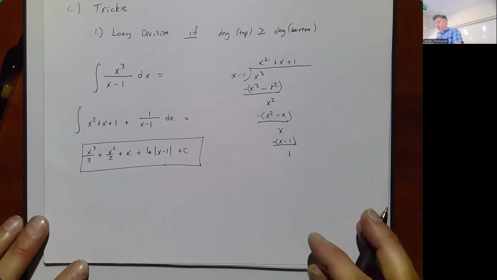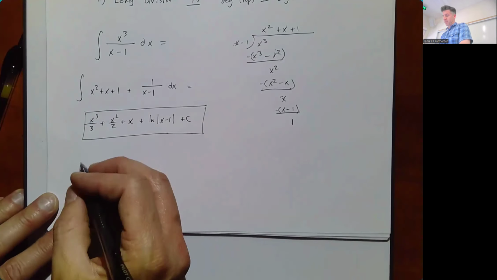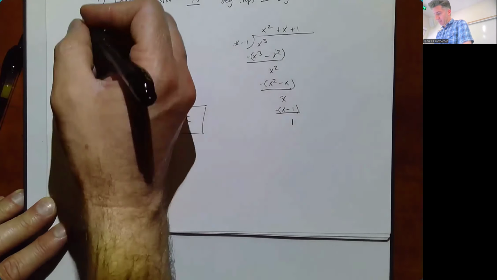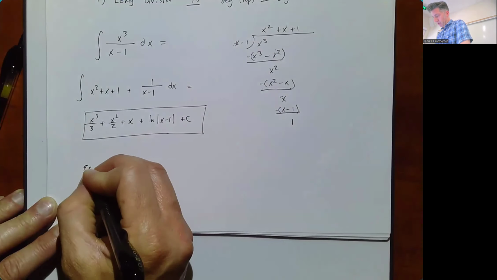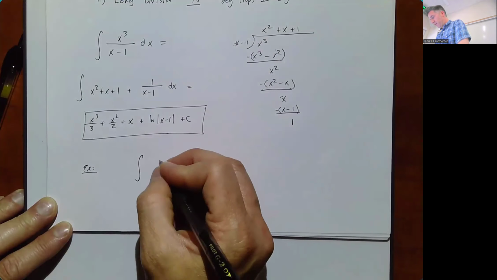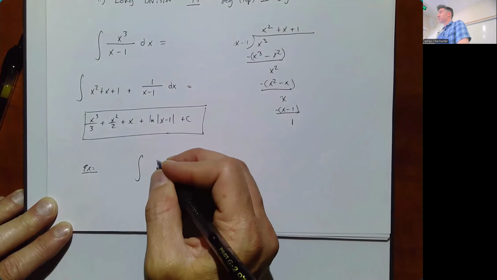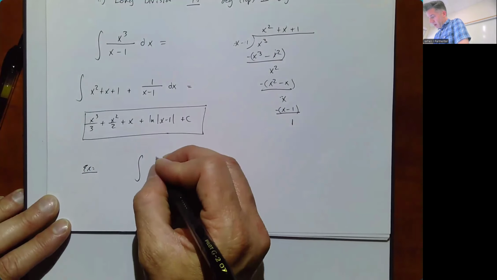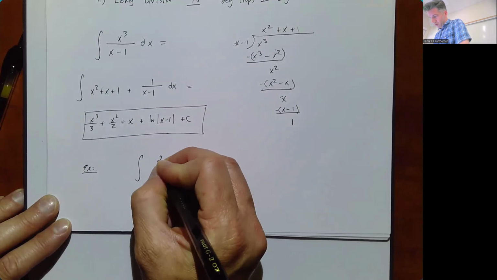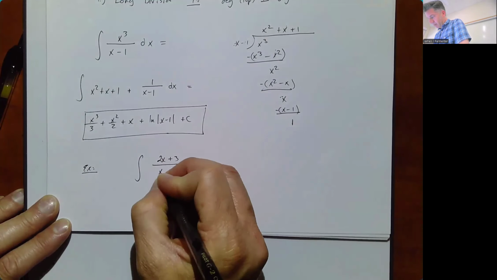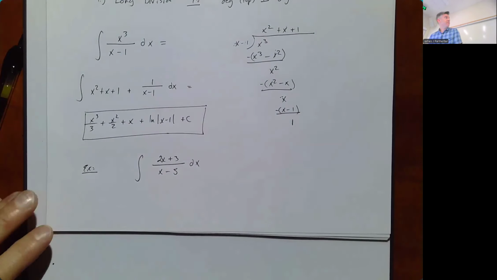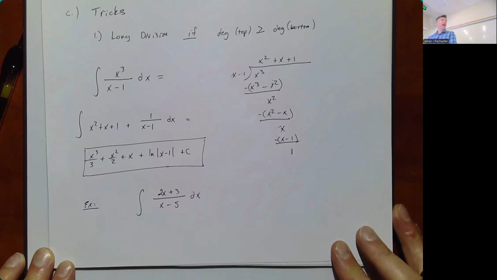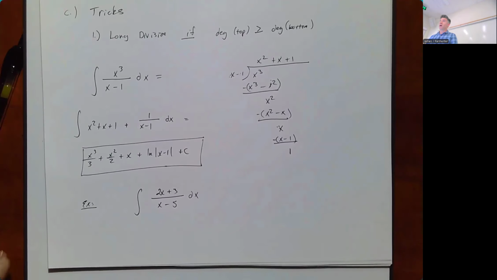Just to see one more example here, if we had something like, I'm going to make something up, the integral of 2x plus 3 over x minus 5. This is a great time to do polynomial division. The degree on top is bigger than or equal to the degree on the bottom. And it actually comes out really, really nicely.